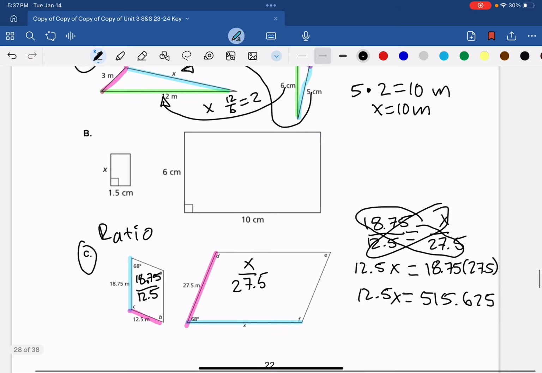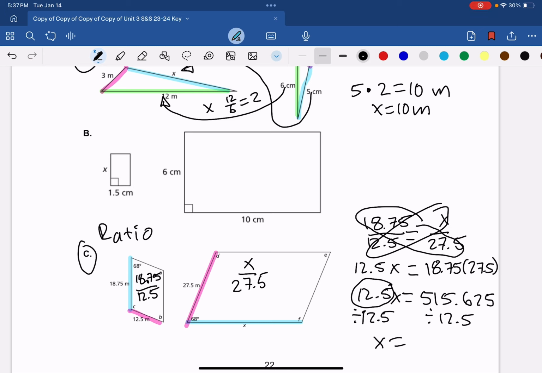And then the last step, divide by what's right there. So 515.625 divided by 12.5. That should be 41.25. And let's see the units, they're using meters. So that's what you got.